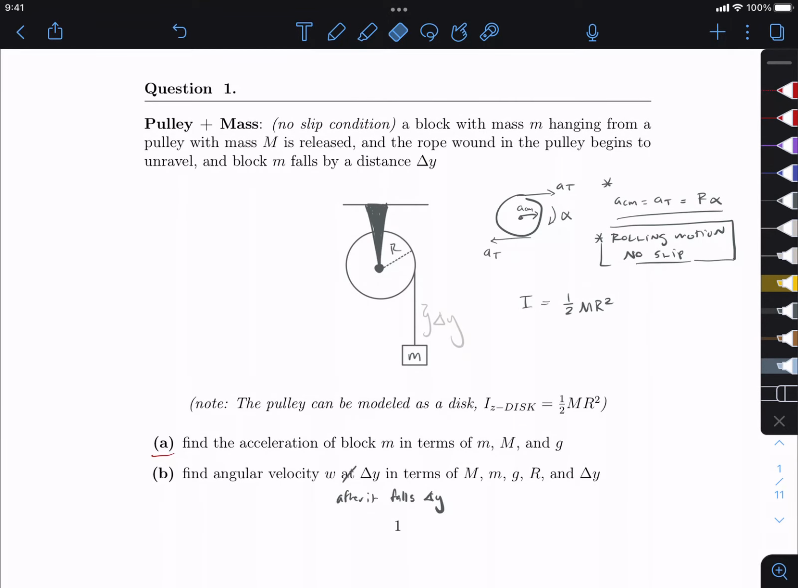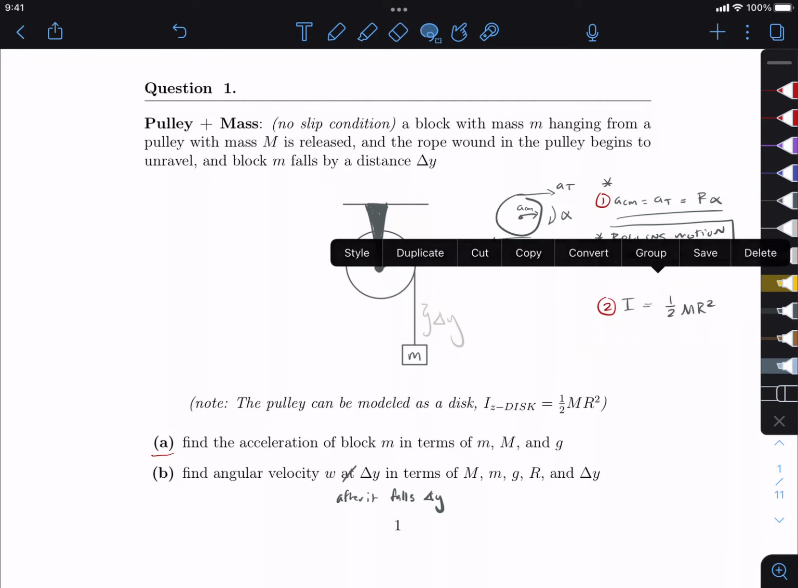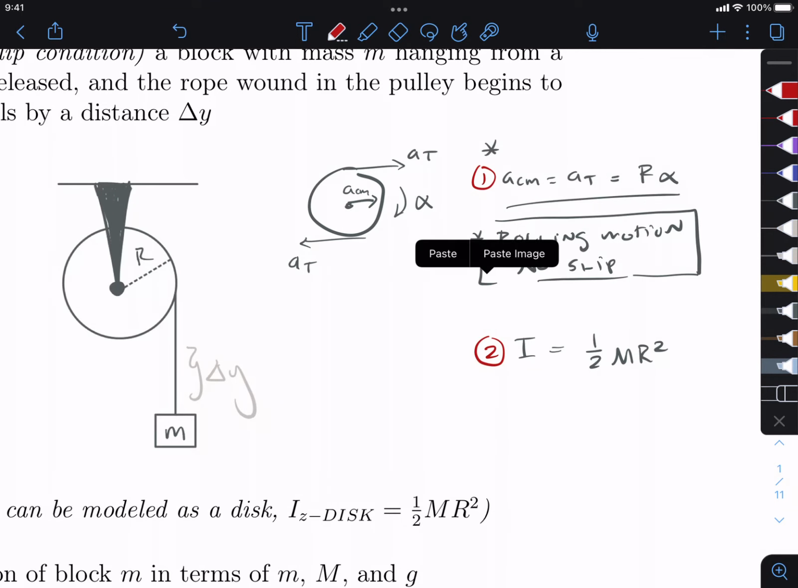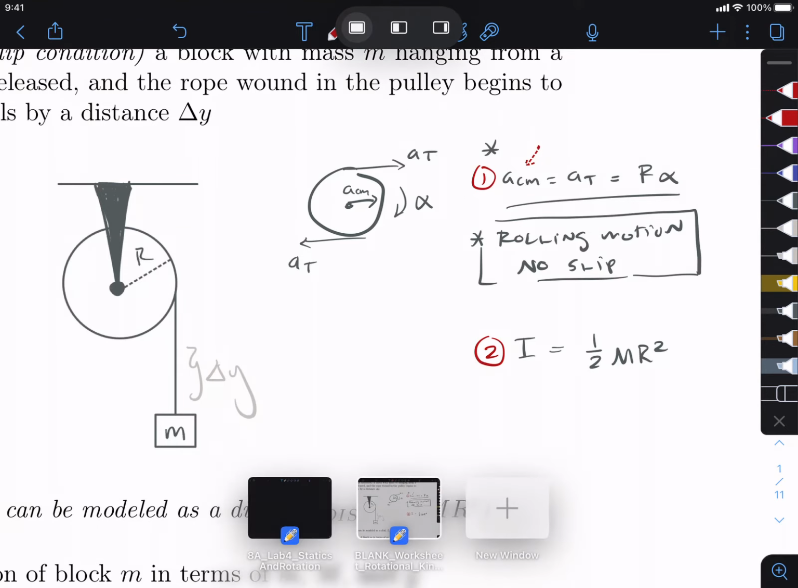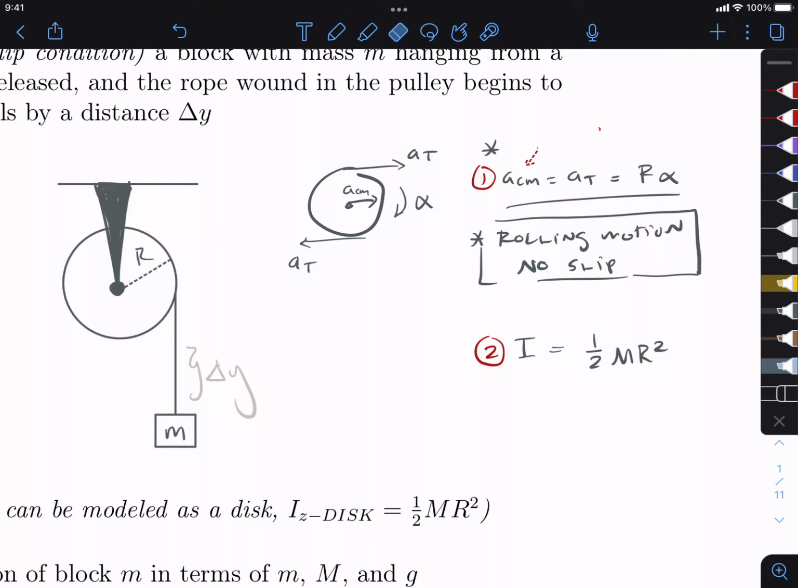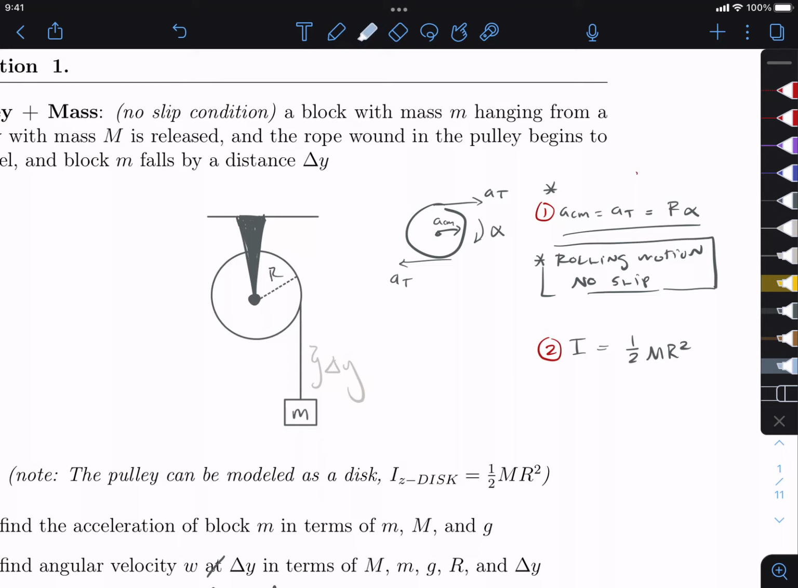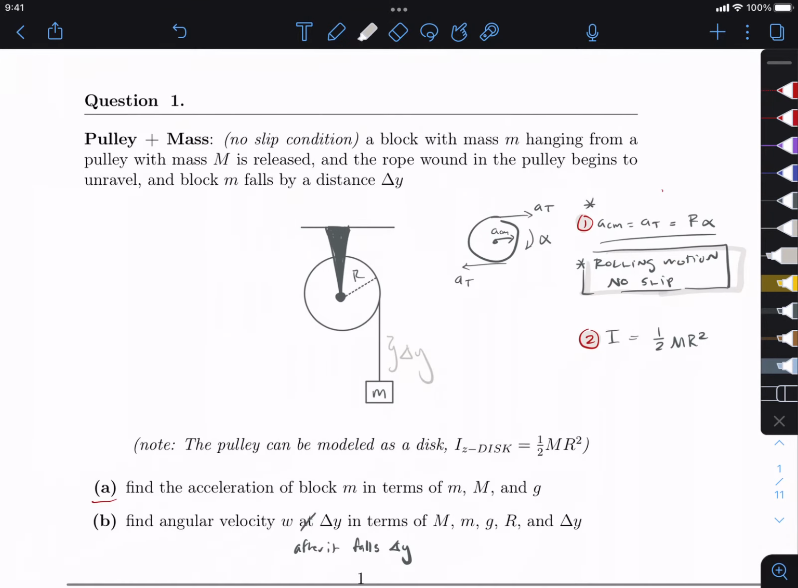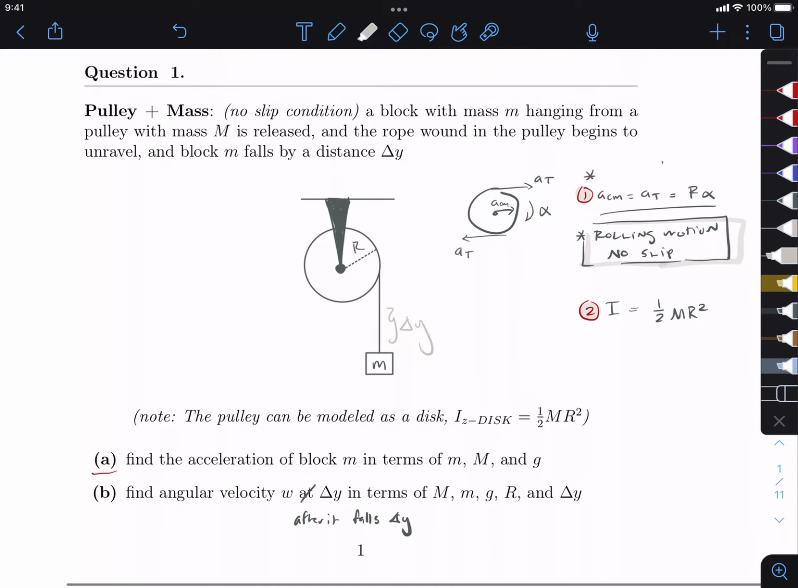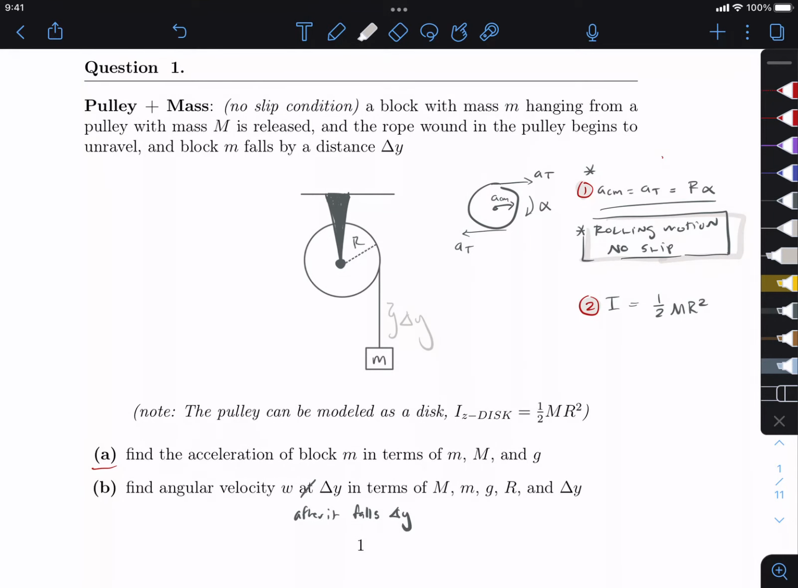Okay, so to start out, we have this relationship and this relationship that we can use. And note that we can still use this relationship even if ACM doesn't exist. This is just telling us that if ACM did exist, we would be able to also model it with that relationship with R and alpha. Okay, so important concepts to start. Okay, so let's look at what the problem's asking. I'm going to do part A and pause and then post part B separately.